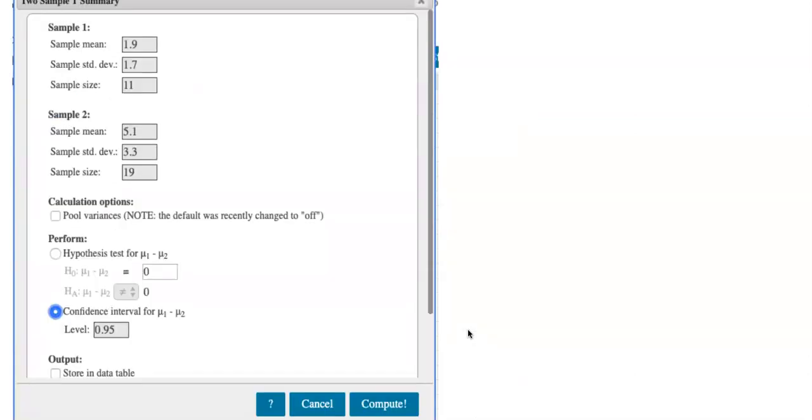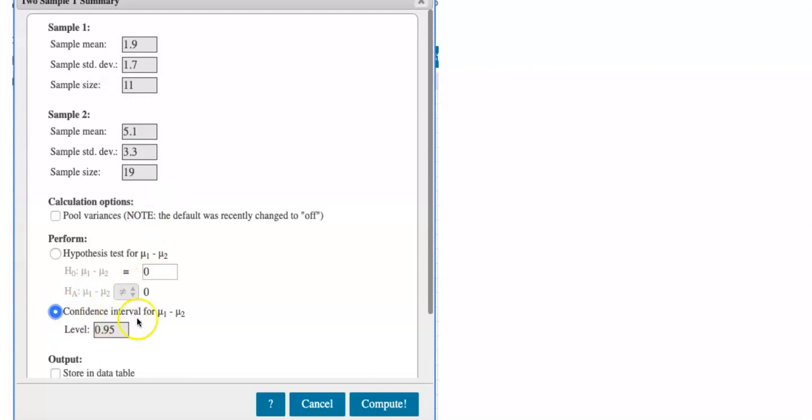Now I enter just these values in there, and these are just from that word problem, the information they gave us. The sample mean was 1.9. The standard deviation for that sample was 1.7, and sample size was 11. There were 11 sexually abused college students in that first sample. Now the other one, the sample mean, the score on the cohesion scale, was 5.1 for that group. And sample standard deviation was 3.3, and sample size was 19. So you have to enter these 6 numbers in there for StatCrunch to find the confidence interval for you.